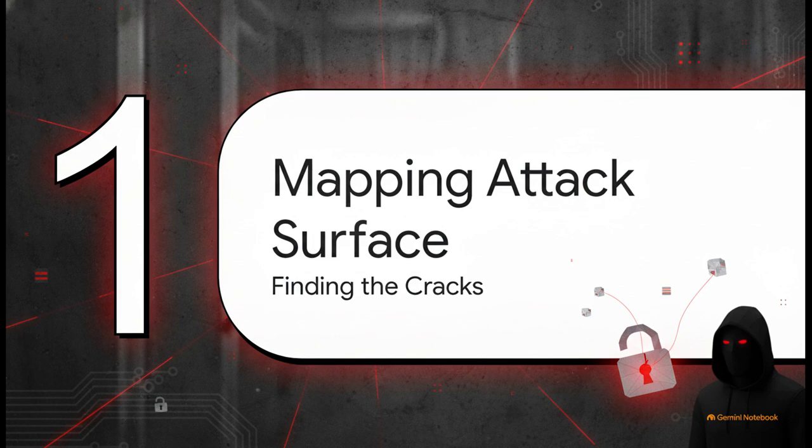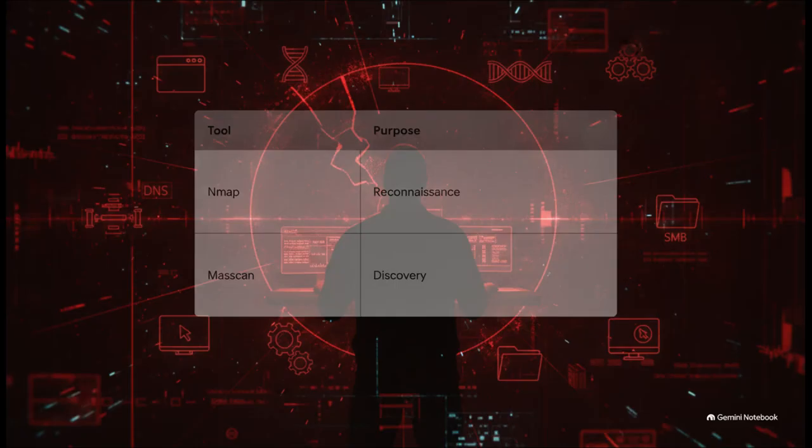Phase 1, mapping the attack surface, or finding the cracks in the perimeter. At this stage, the attacker is strictly on the outside, looking in. They use standard tools of the trade, stuff like Nmap for network reconnaissance and Masscan for large-scale discovery. Basically, they're sweeping for common exposed Windows services. They want to find web services, DNS, MSRPC, SMB, and of course, RDP. Every single open service represents another potential attack surface, just a tiny crack in the perimeter.